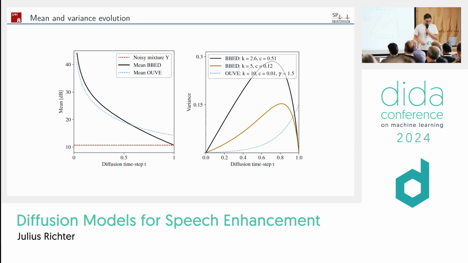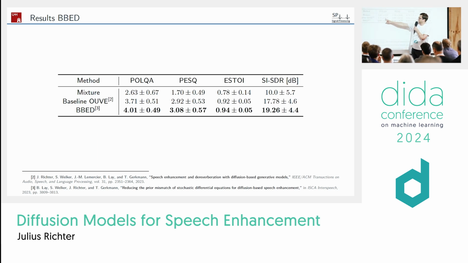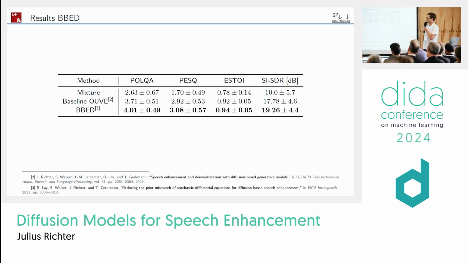So, and then we measured everything, and it's always nice when good theory also results in better practical metrics or better results. And yeah, you can see that, especially, for example, in the perceptual objective listening quality analysis, we get 0.3 better, which is quite a good value for us. We can improve by more than one mean opinion score compared to the mixture. And also in the other metrics, we can show an improvement.